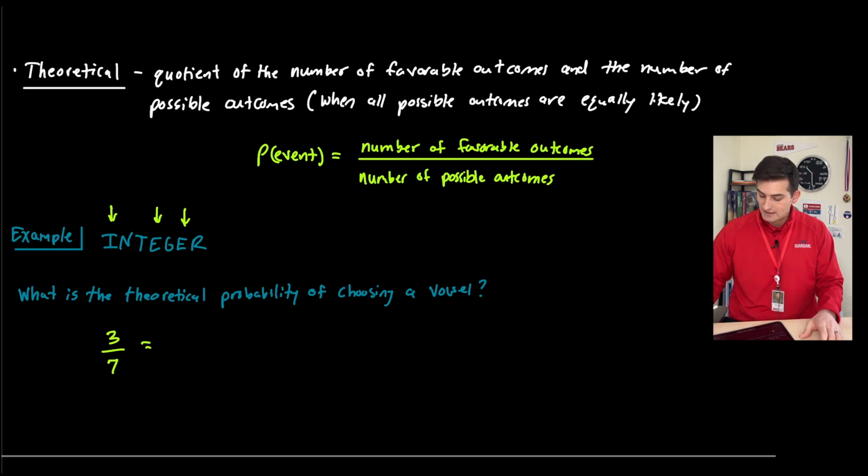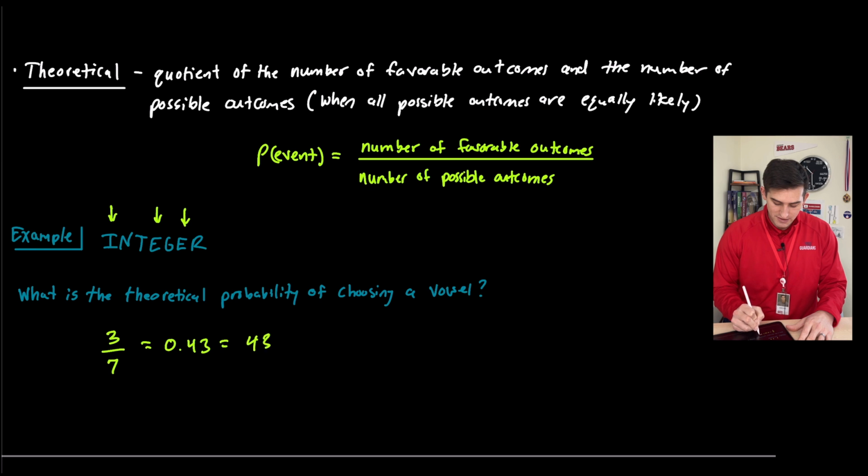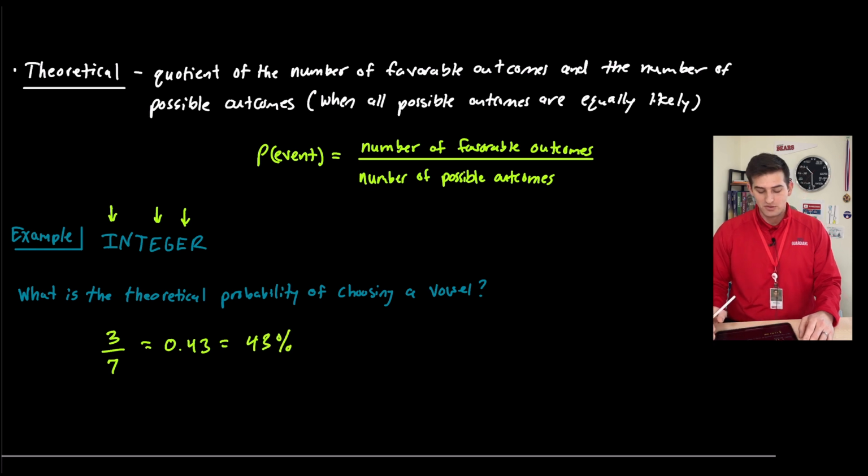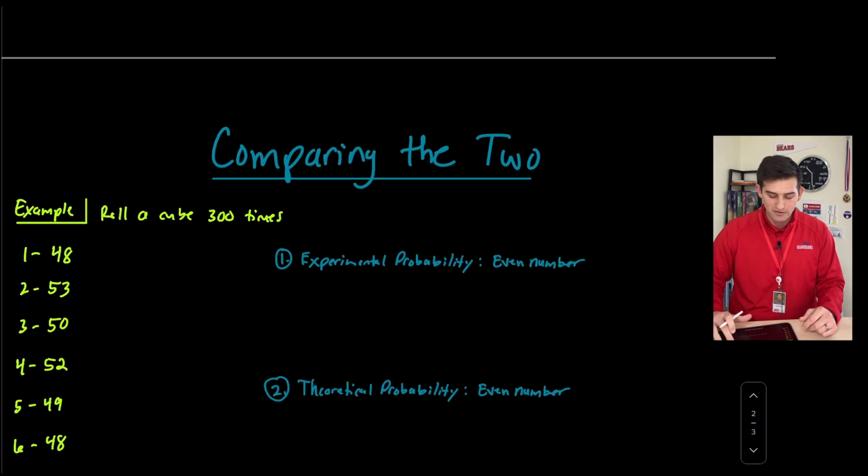If we wanted to write that as a decimal, we could divide 3 divided by 7, and it's about 0.43, so about a 43% chance, okay? So that's theoretical. We didn't conduct 50 experiments. We didn't do this 50 times. We're just saying, hey, in theory, what should the probability be, right? So we're not conducting a bunch of experiments, just doing it one time, and we can get a theoretical probability.